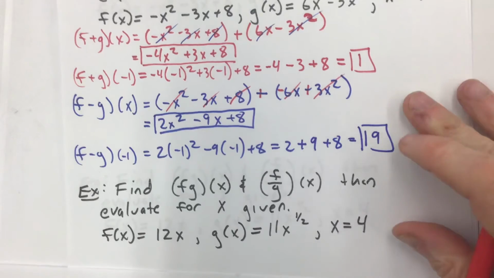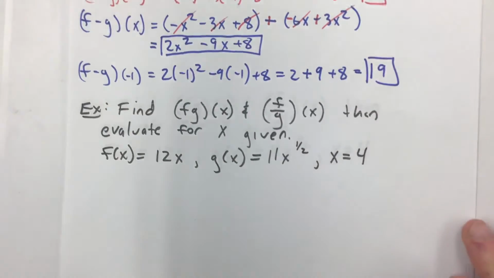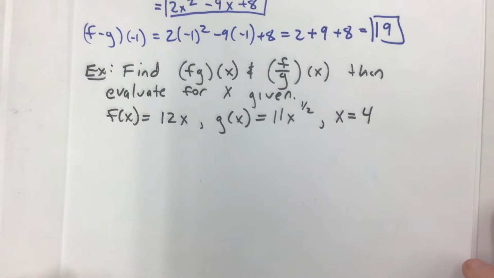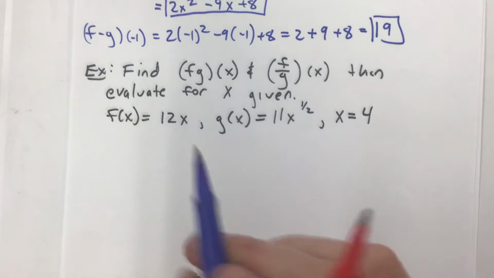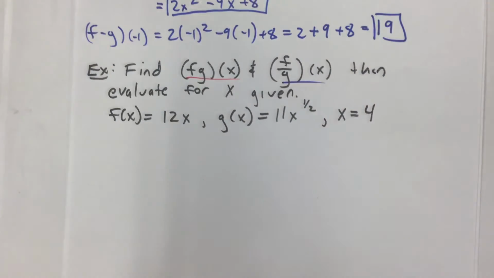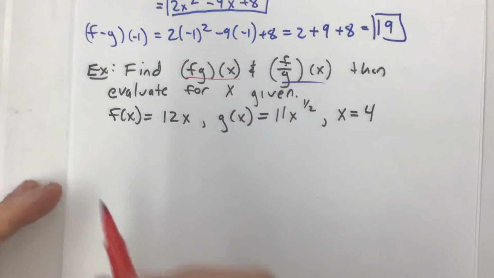Now, we're going to do one more problem. And just like the pattern we've been doing, now we're going to do a different problem that involves f times g of x and f divided by g of x. And the only addition for today is that we're going to evaluate for x equals 4. So we're going to do f times g in red, f divided by g in blue.